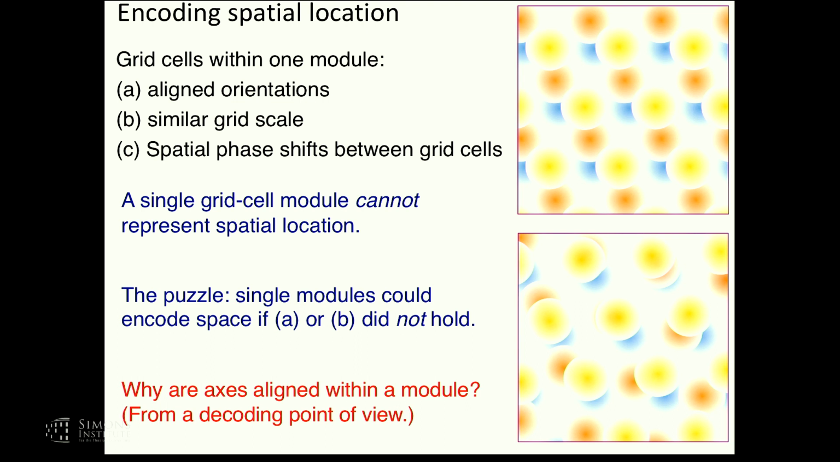So one of the questions I want to address is, why are the axes aligned within a module? And there is a simple answer to that if you believe in continuous attractor models, because there all neurons are living in the same activation sheet and necessarily have aligned directions. However, from a decoding point of view, that doesn't answer this question. So I'd like to understand, does it make sense from a coding-decoding point of view to have an arrangement like that, which at first sight seems not to be ideal?